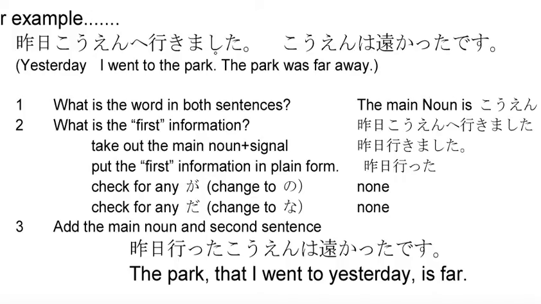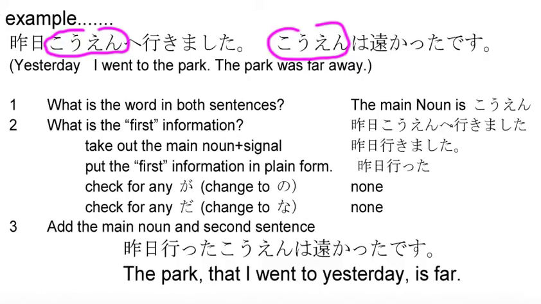So yesterday I went to the park. The park is far. The common thing that we're talking about in both sentences is the park. And the first information is that I went there yesterday. When we put that together, we take a look at our sentence. We take out the park word and the going-to particle. We call it the particle or the signal. So you end up with kino ikimashita.